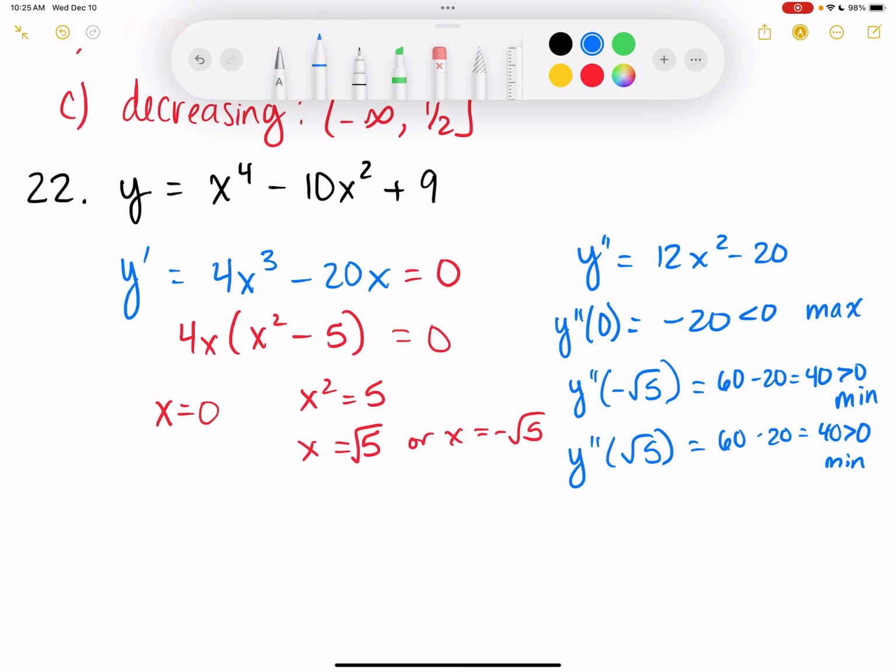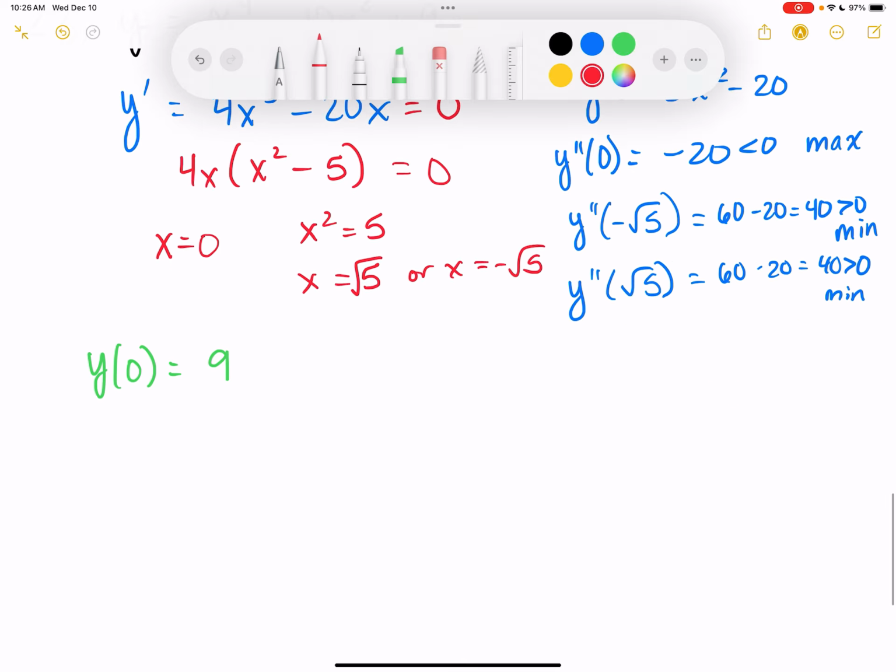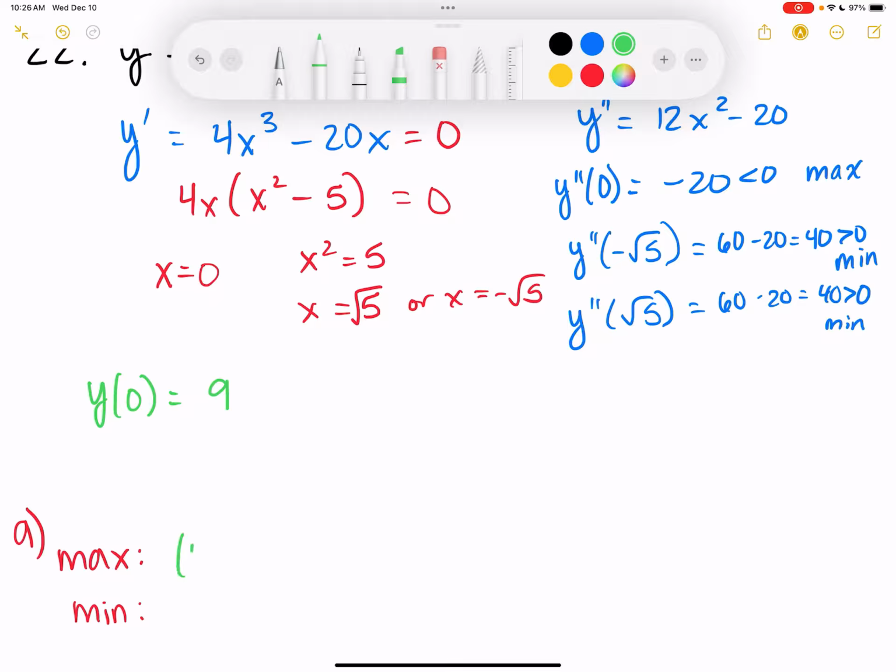And so then I have to plug each of these numbers into the original to figure out what the points are for the maxes and mins for part A, and then we'll find the intervals of increasing and decreasing between those points after that. So y of 0 would just be 9. I'm going to go ahead and set this up down here. Max, min. All right, so at 0, 9, I have a max.